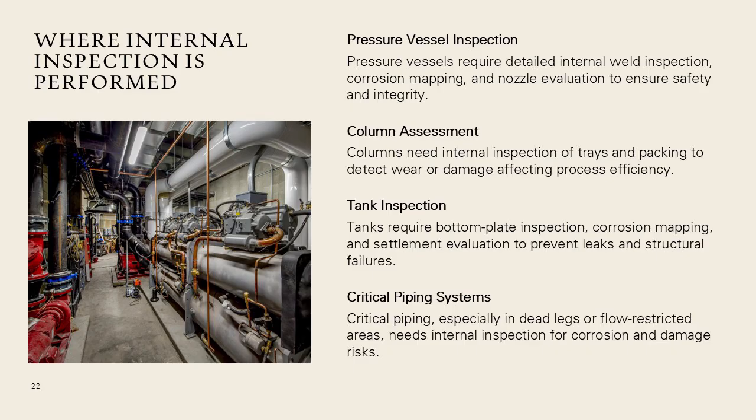Internal inspections are performed on pressure vessels, columns, heat exchangers, reactors, separators, and tanks. The slide explains that each equipment type has specific internal components requiring detailed assessment. For example, pressure vessels require internal weld inspection, corrosion mapping, and nozzle evaluation, while columns require tray and packing assessment. Tanks require bottom plate inspection, corrosion mapping, and settlement evaluation.